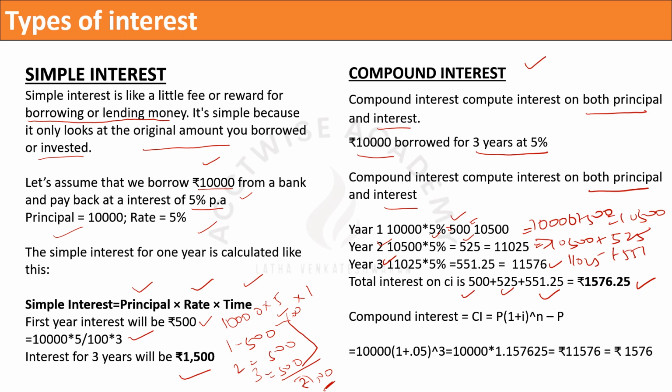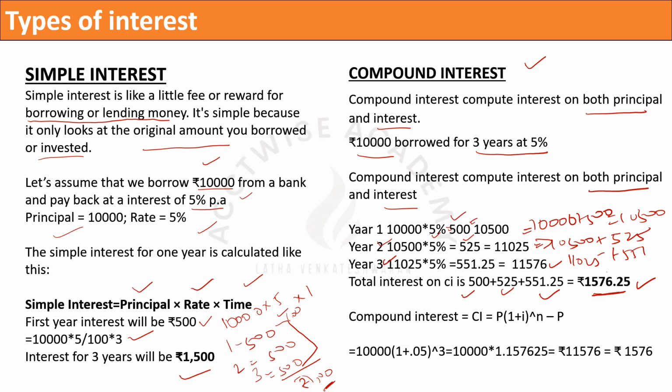For compound interest it is 1,576.25. Here, as the amount is only 10,000, you can see that the difference is very small, 76 rupees. But when the amount is huge like 10 lakhs, 20 lakhs or 1 crore, the difference will also be huge.